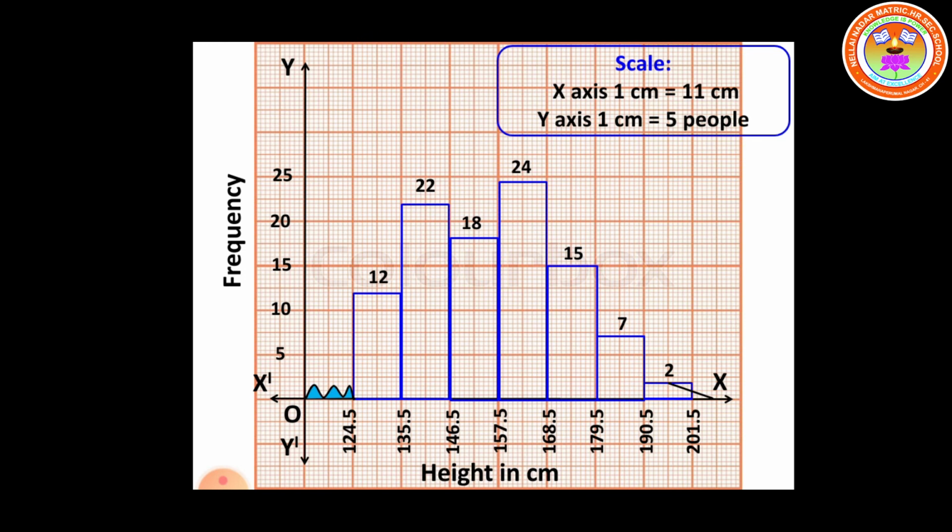For that you consider the midpoints of each and every rectangle. So first you consider the starting midpoint, then the topmost midpoint of the first rectangle. Join them by a straight line. Like this, the midpoint of each and every rectangle has to be joined by a straight line. And at the last you join to the x-axis.